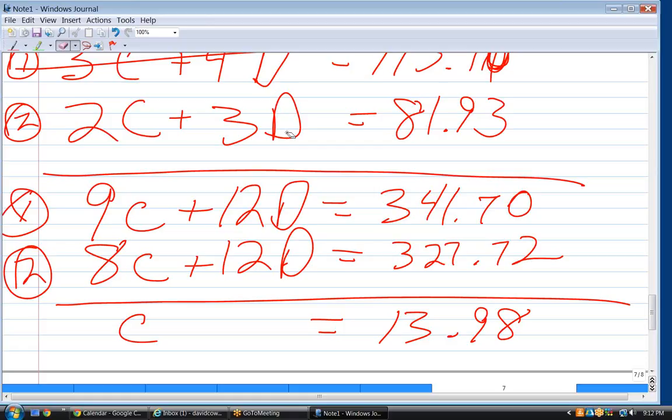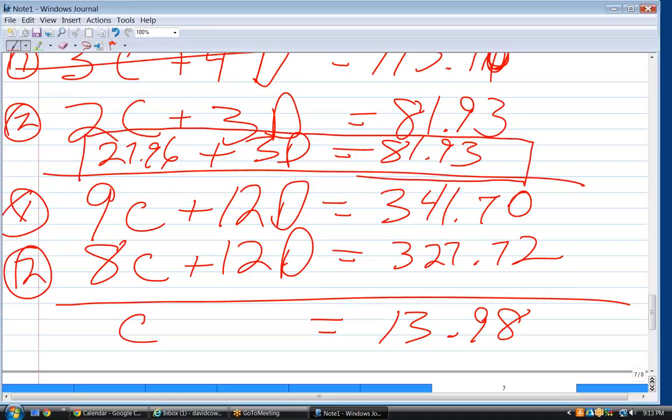Okay, so you do 2 times 13.98, right? Which is 27.96 plus 3D equals 81.93. Now subtract 27.96 from both sides and divide that by 3. And you'll have the cost of a DVD. First of all, you got to get the 27.96 on the other side. In other words, I'm solving this equation at this point.